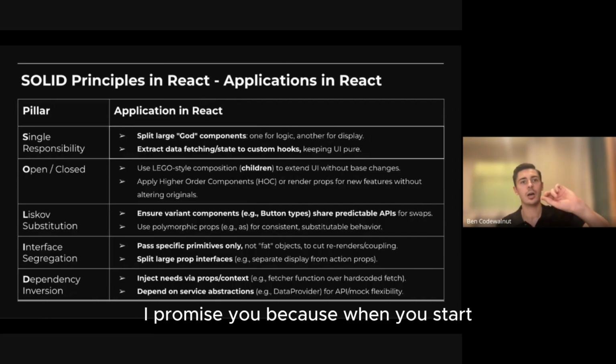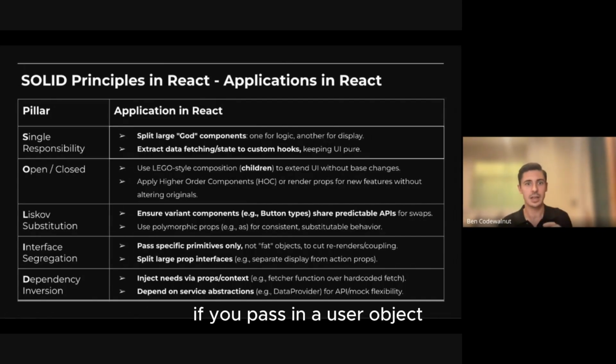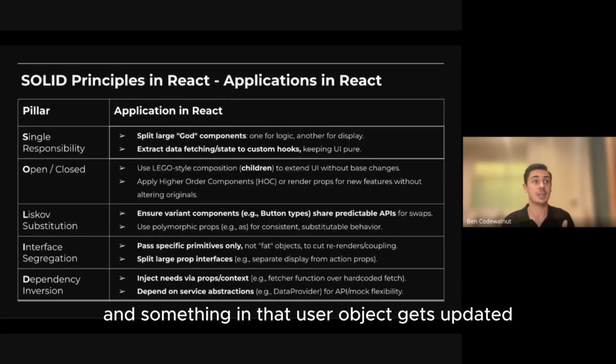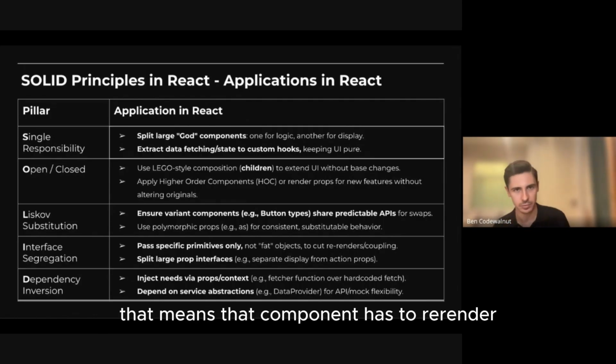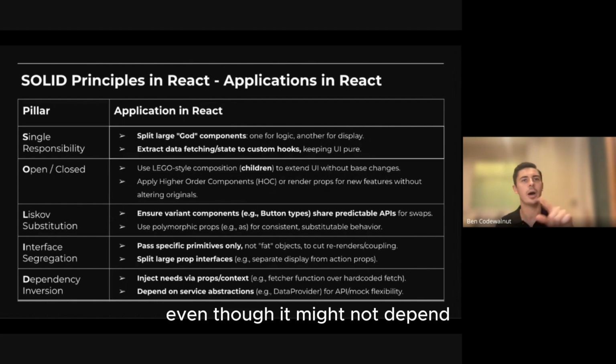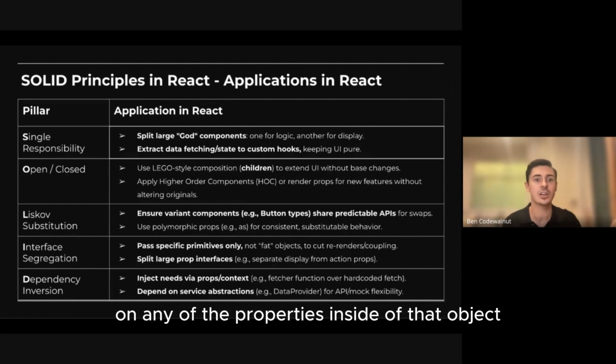Because if you pass in a user object and something in that user object gets updated because you've updated some state in the user context, that means that component has to re-render, even though it might not depend on any of the properties inside of that object.